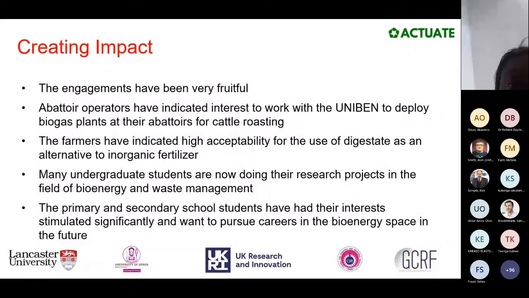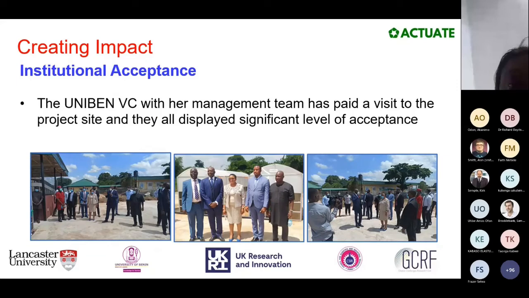space in the future. So even of course, where we are domiciled, the University of Benin, the administration of the university, they have been very, very impressed and supportive of the work that we are doing. So the Uniben management visited the plant with our team, and they were very impressed with what we're doing, and they have also continued to give their support.